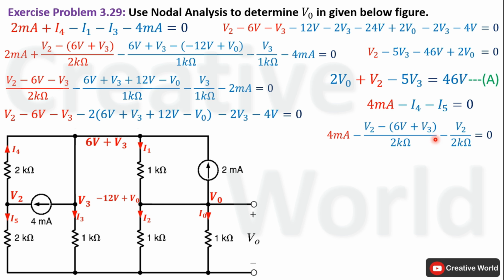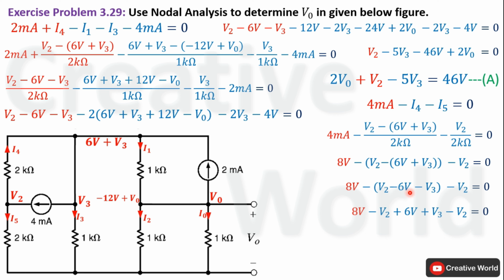Multiply this equation on both sides with 2 kilo ohm. Product of 2 kilo ohm and 4 mA will result 8 volt. Here product of 2 kilo ohm and 2 kilo ohm in denominator will cancel out with each other. Here also the product of 2 kilo ohm and 2 kilo ohm in denominator will cancel out. Now open these brackets. Minus outside of the bracket will multiply with values. It will become minus 6 volt minus V3. Again open these brackets. It will become minus V2 plus 6 volt plus V3.